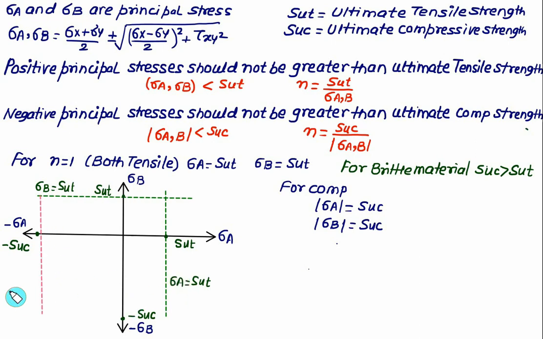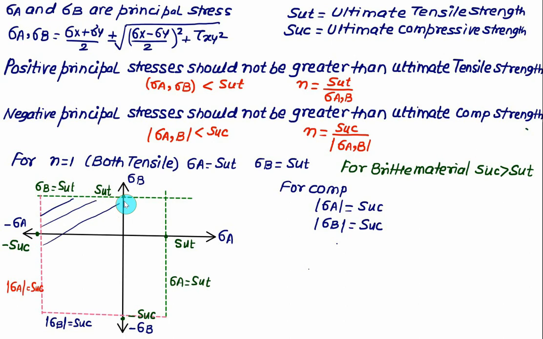So these dotted lines represent here the absolute value of sigma A is equal to SUC. And one horizontal line will pass through negative of SUC, that will represent the absolute value of sigma B equal to SUC. So this dotted line represents the modulus of sigma B, that is, the second principal stress is equal to SUC. So this area is the area which is valid for the maximum principal stress theory, and if the principal stress values sigma A and sigma B fall within this region, then the part is safe. That is, the design is okay.